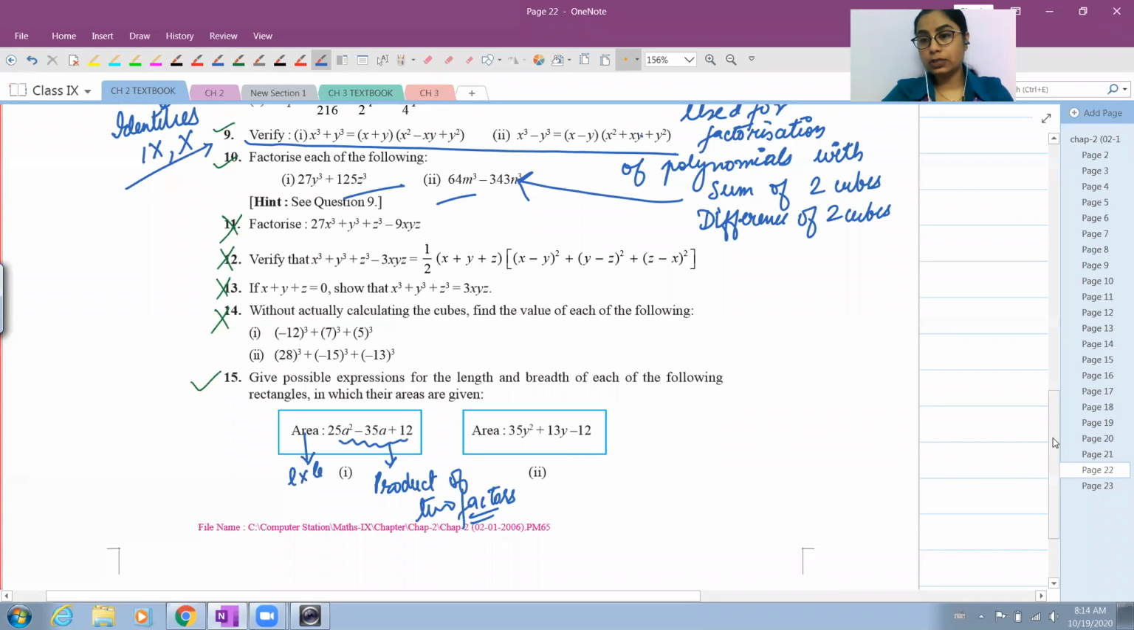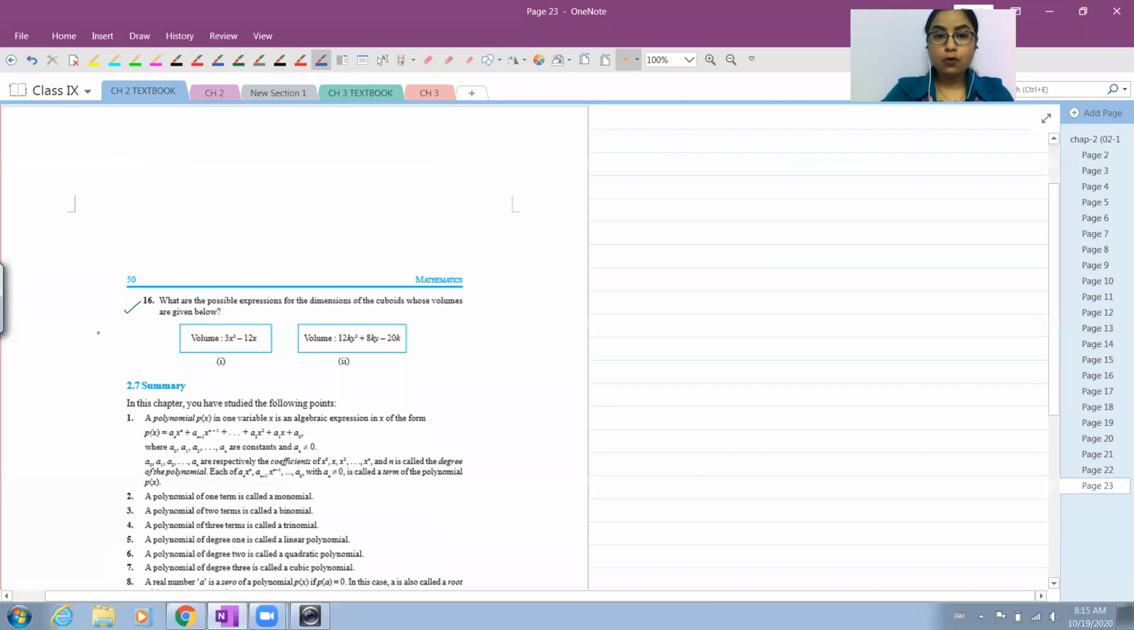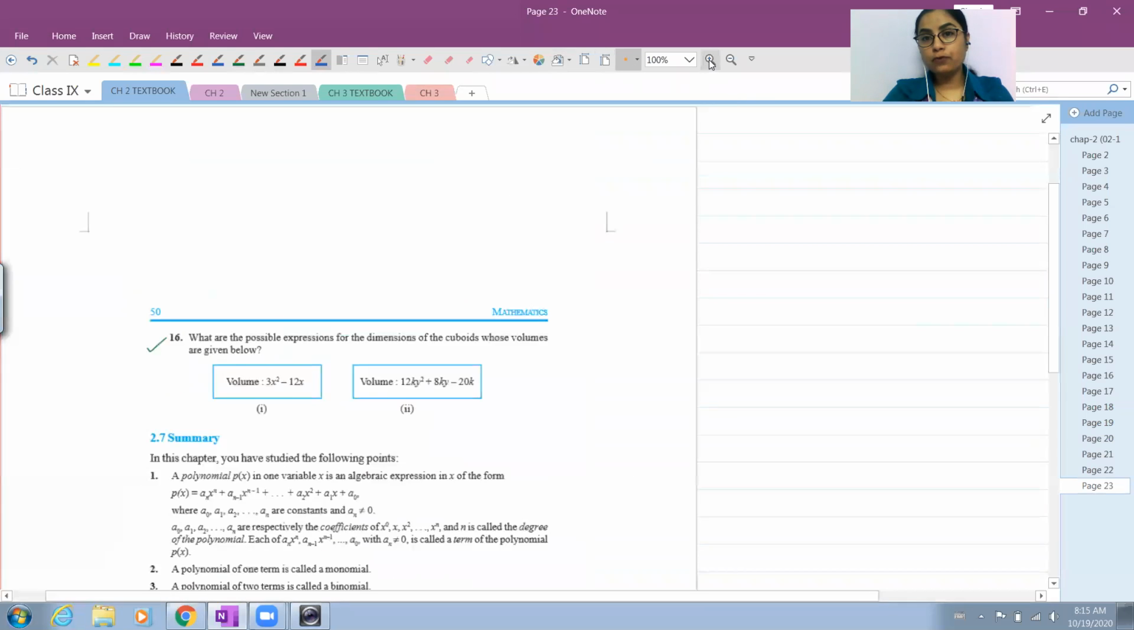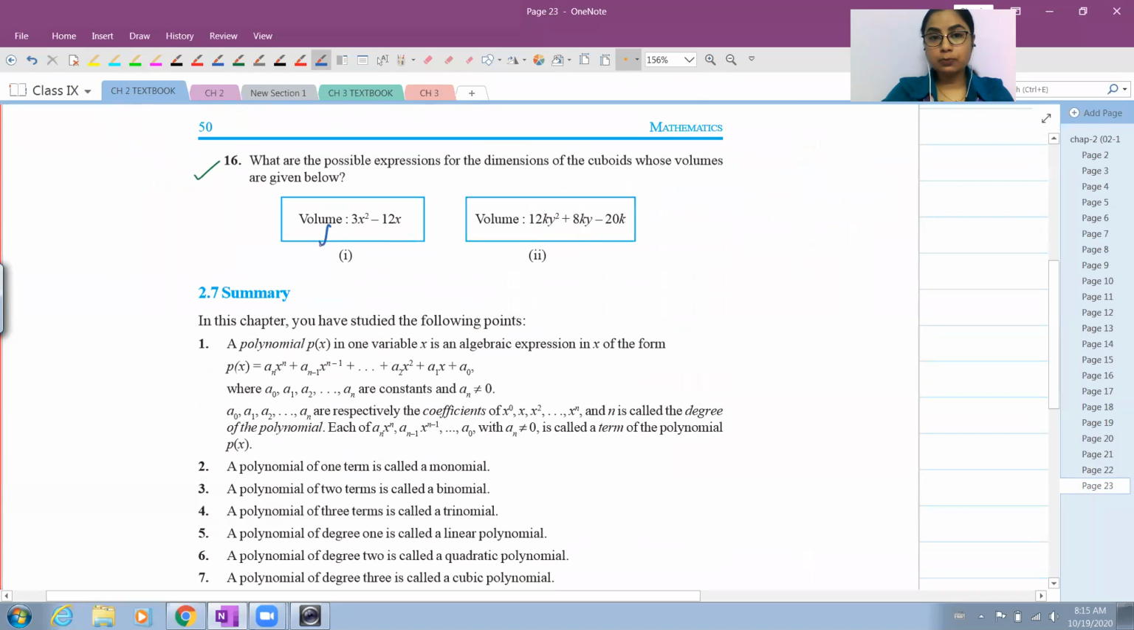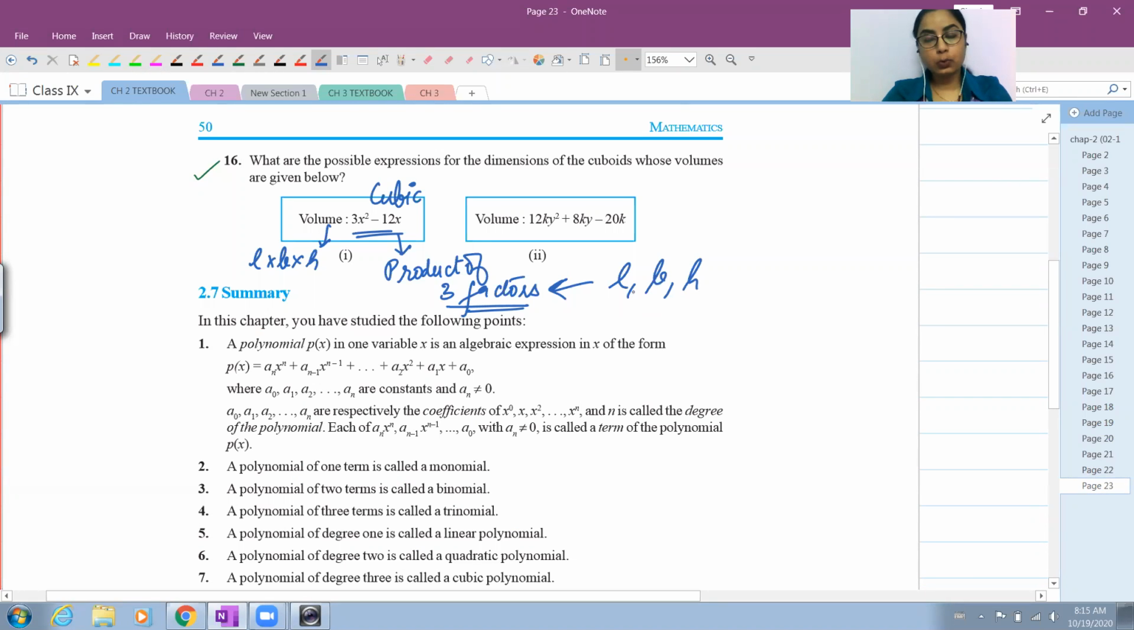Similarly, in the next question, they are saying that the expression represents volume of a cuboid. The volume of a cuboid is the product of length, breadth, and height. So volume is the product of three factors. And this is what we will be doing for the right-hand side, the expression given to us. It's a cubic polynomial. So what we will do is we'll try to express it as a product of three factors, and those three factors will be representing the length, breadth, and height of the cuboid. This is what you have to do.